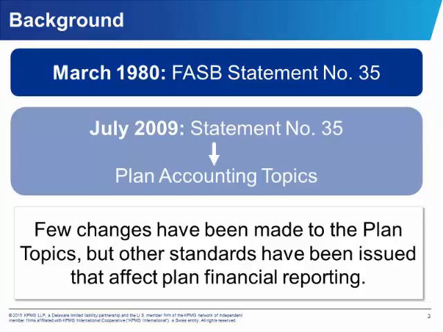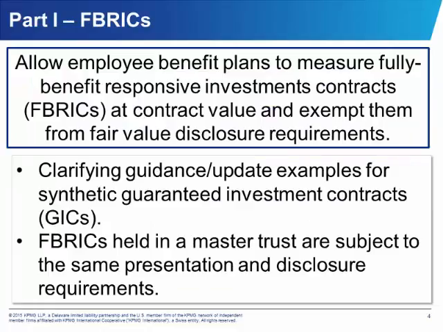Okay, so let's start with the first part of the ASU about fully benefit responsive investment contracts. What are these exactly? An FBRIC is a guaranteed investment contract between the plan and an issuer, and generally that issuer is an insurance company or some other financial institution, in which the issuer agrees to pay a predetermined interest rate and principal for a set amount deposited with the issuer. Those investments are owned by the issuer rather than the plan, so the issuer is the one accepting the interest rate risk. To qualify as an FBRIC, an investment contract must meet a list of criteria, which are outlined in the FASB's definition of an FBRIC in its master glossary.